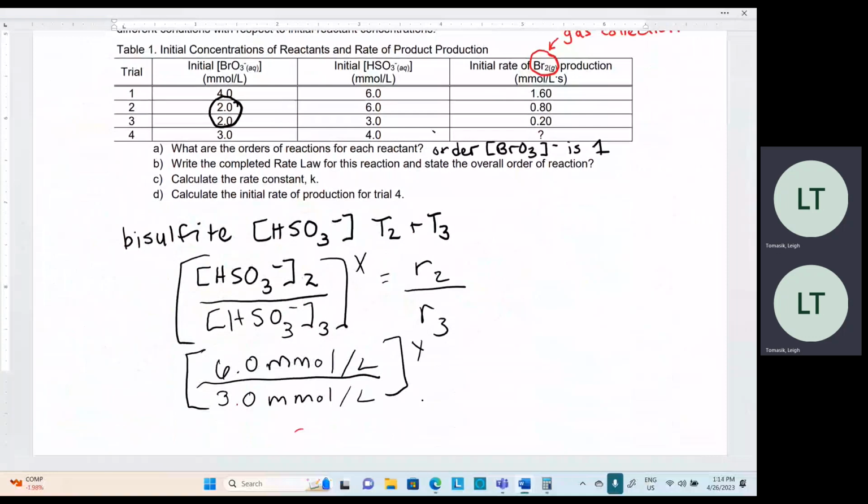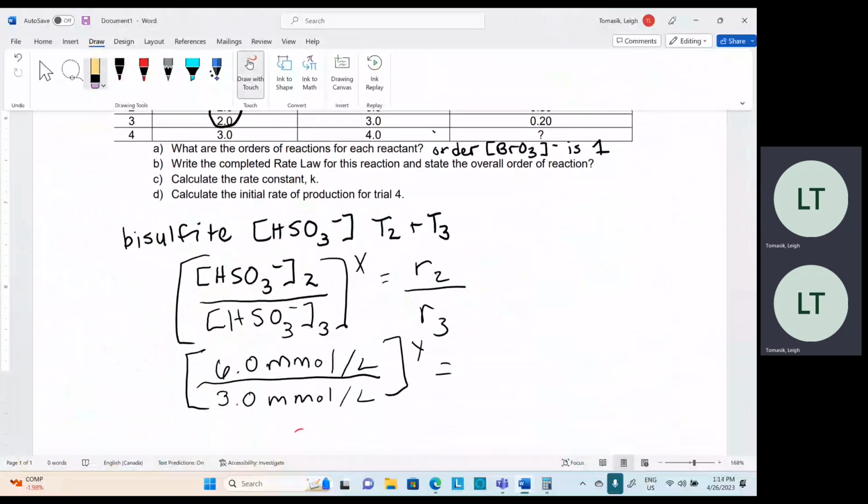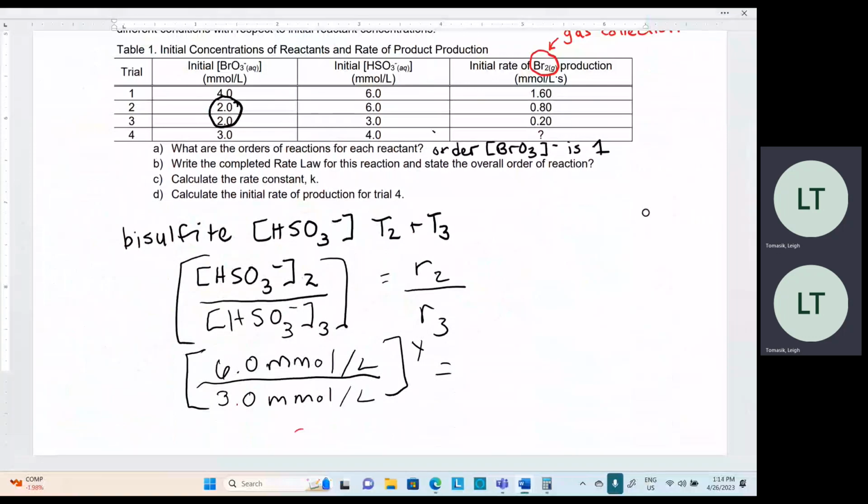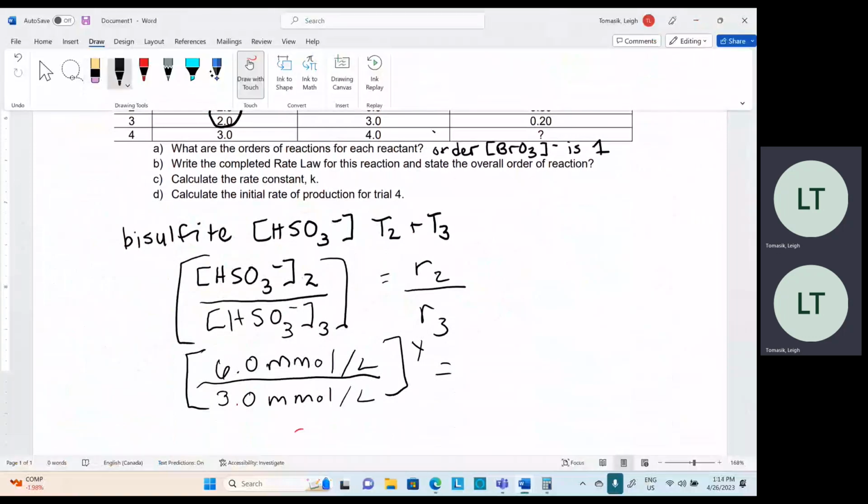To some exponent, we can't use x, so we used x last time. So we're gonna use y. Oh, I put x in the formula. Well, that's not good. We already have an x. We need a y. Okay.